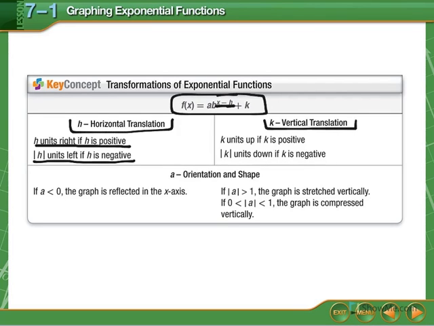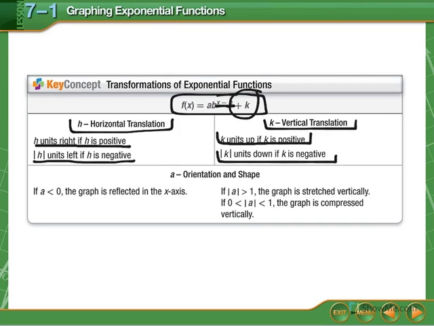Okay, now our k stands for vertical translation. So our plus k on the end here, whatever k is, we're going to use that. We're going to go that many units up if it's positive, and that many units down if it's negative.